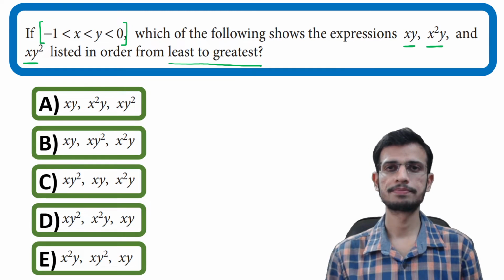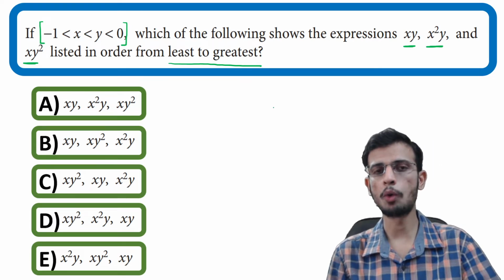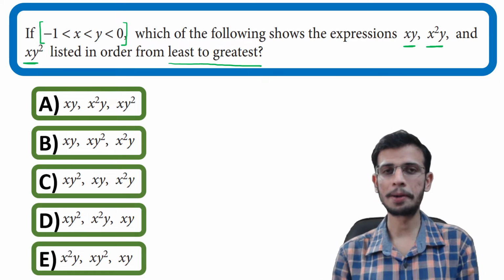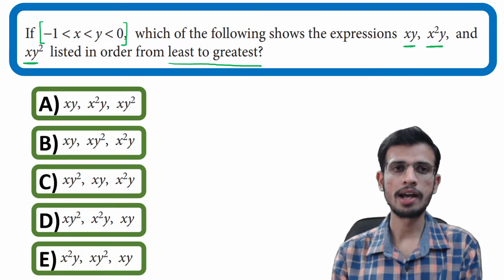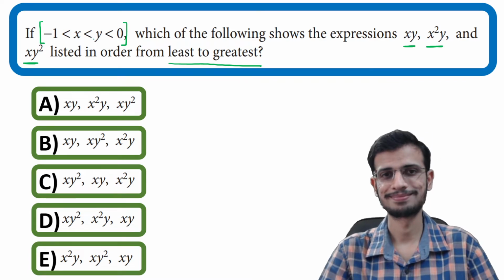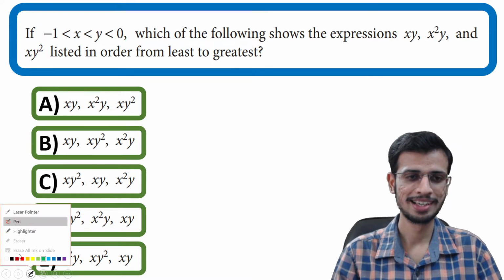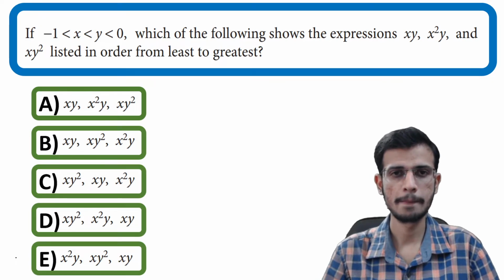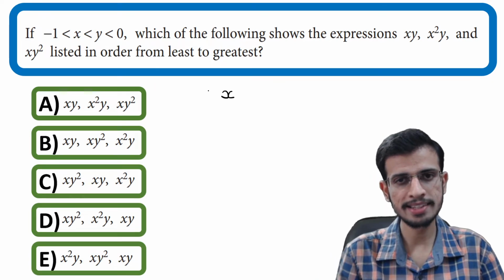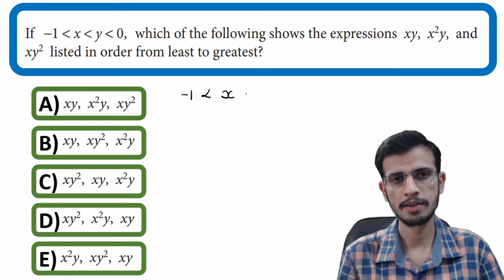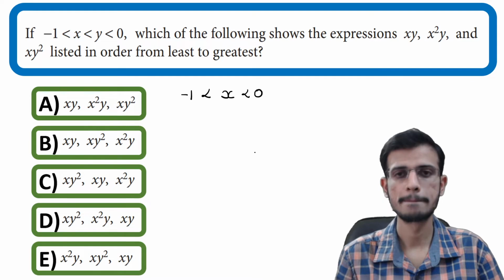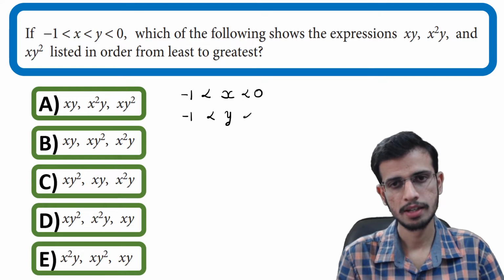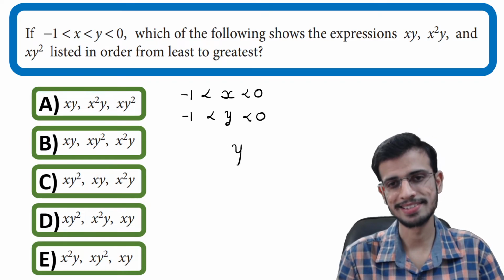5 options are given to us. Least to greatest means we have to arrange these 3 terms in ascending order. X and y are following these inequalities. Options are given to us, so we have to be very smart to eliminate a few options. Can we say x is in this interval? Y is also in this interval, and y is greater than x.